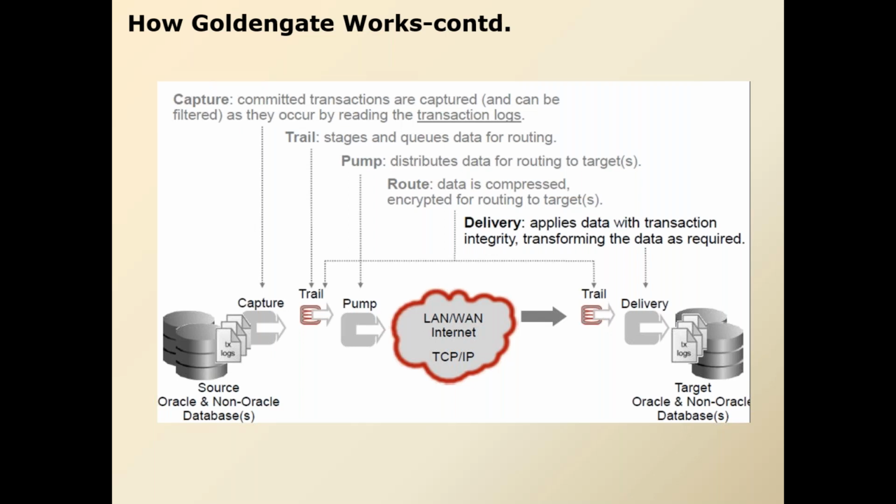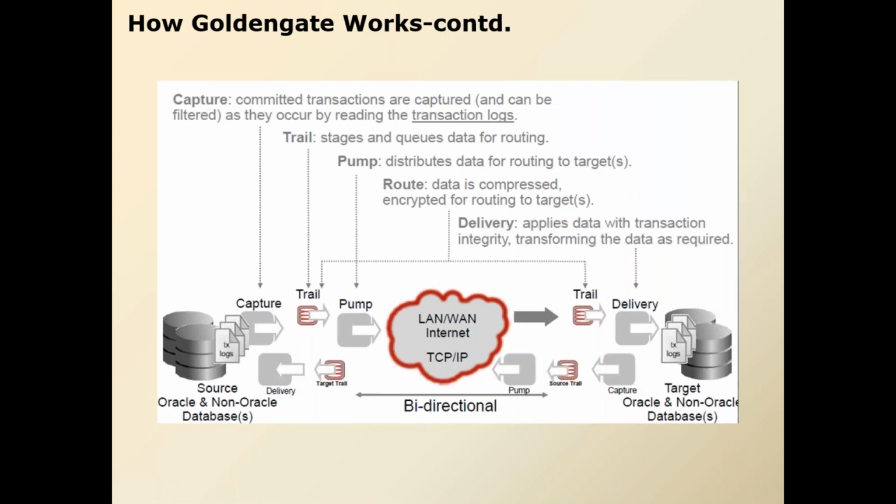The capture process captures the data by reading the transaction logs of the database and writes it to the local trail file. Once the data becomes available in the local trail, the data pump process reads the data from the local trail, sends it over the TCP/IP network and writes it to the remote trail. Once the data becomes available in the remote trail, the delivery or Replicat process applies the data to the target database.